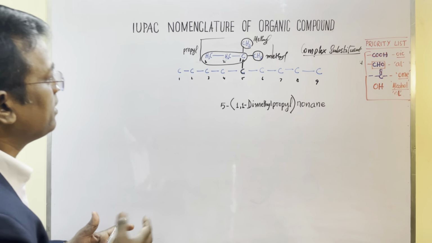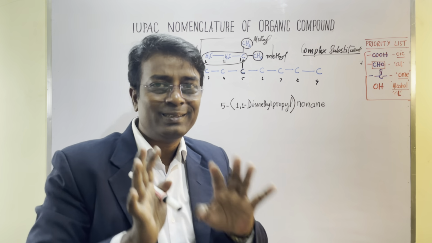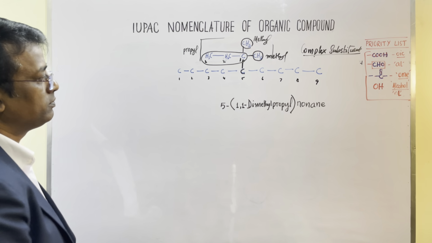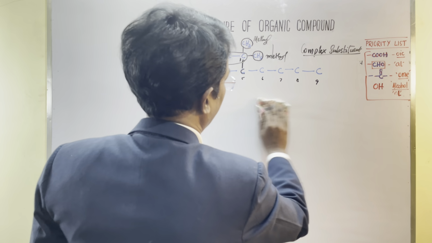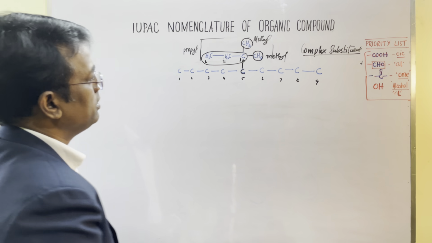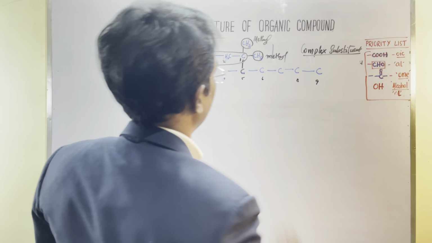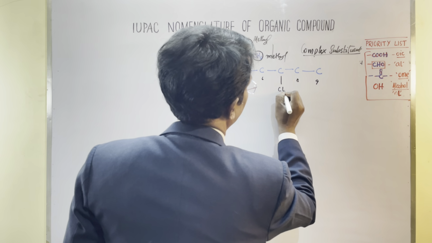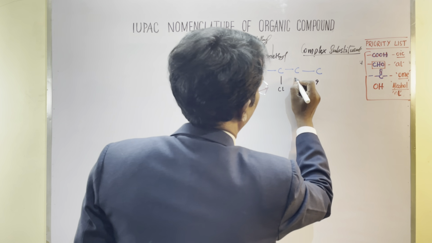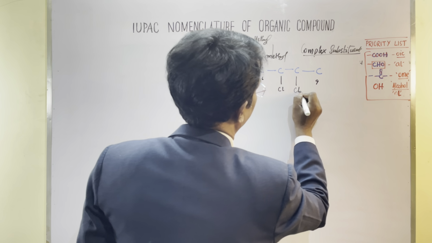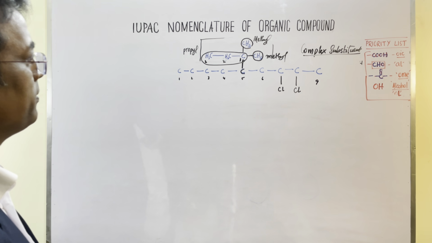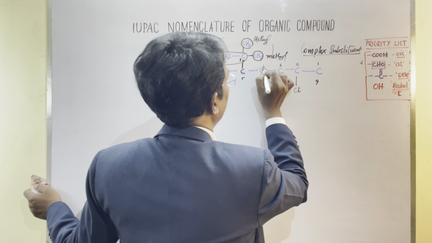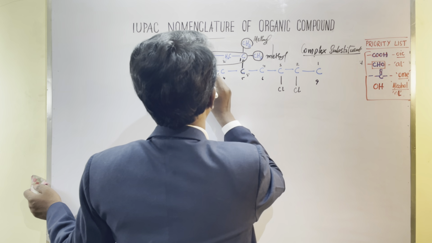Have you understood? Let's change the same formula a little by rubbing this. Please jot it down. Pause and always go back. Now suppose here I'm attaching one chlorine, and here I'm attaching one further chlorine. Now numbering this one 1, 2, 3, 4, 5, 6, 7.